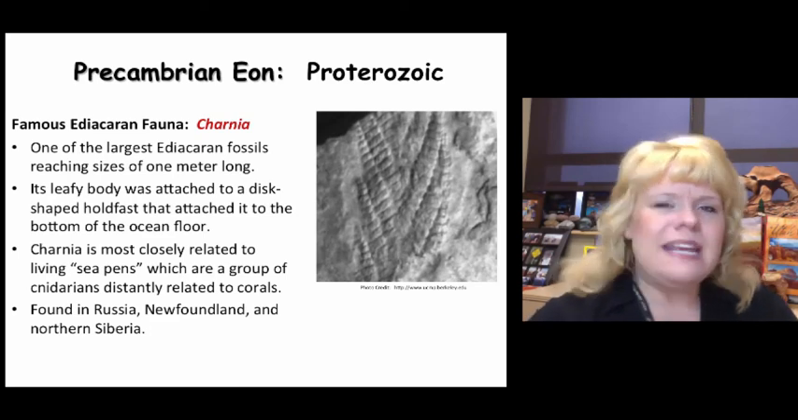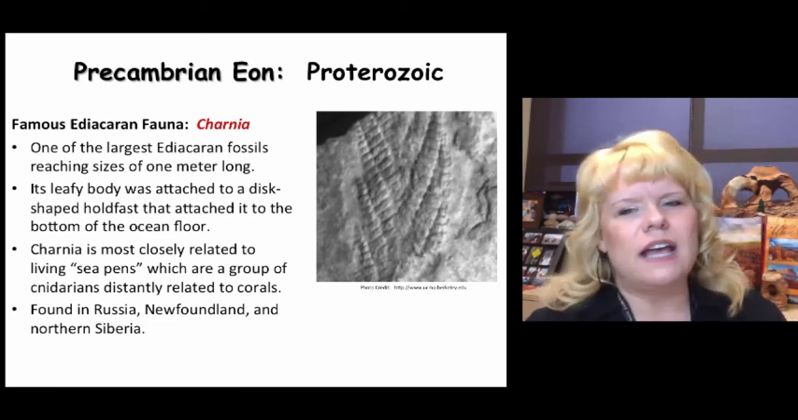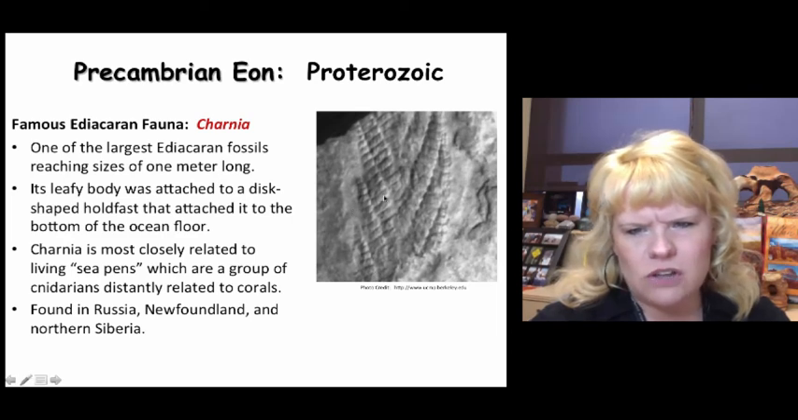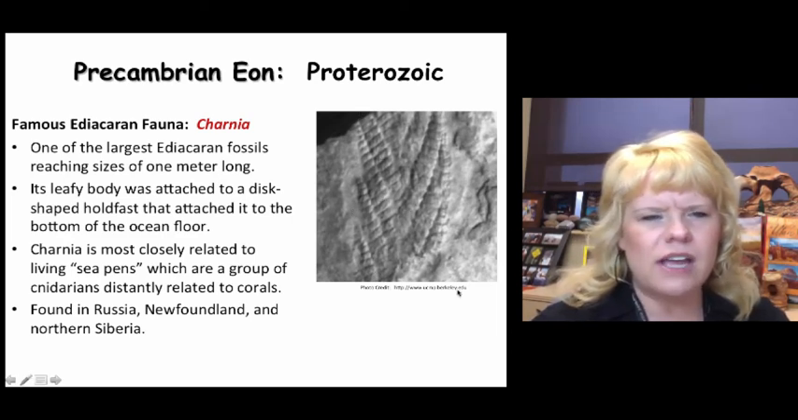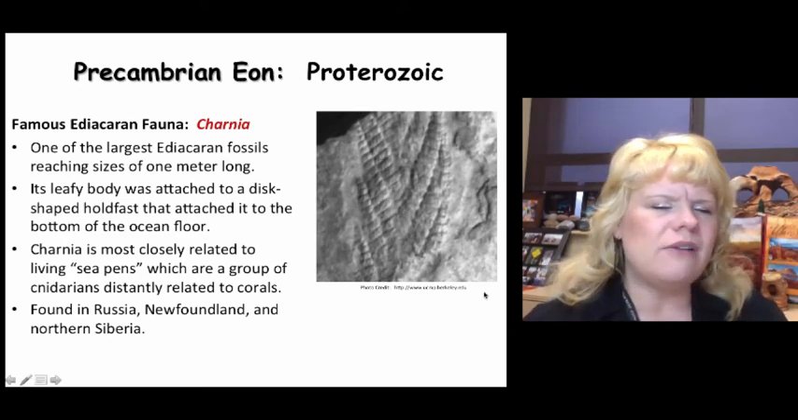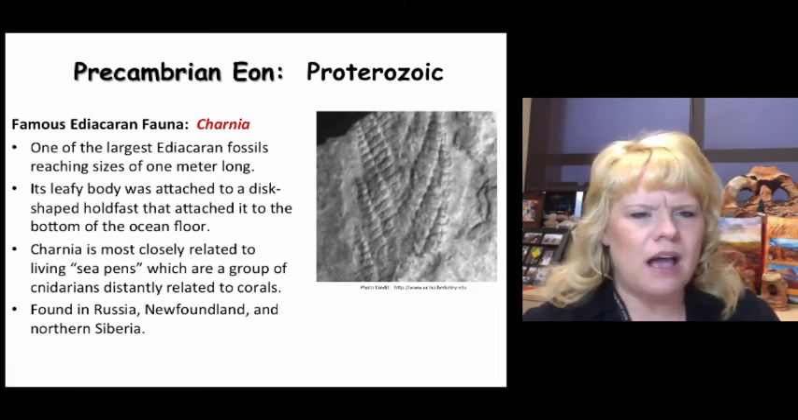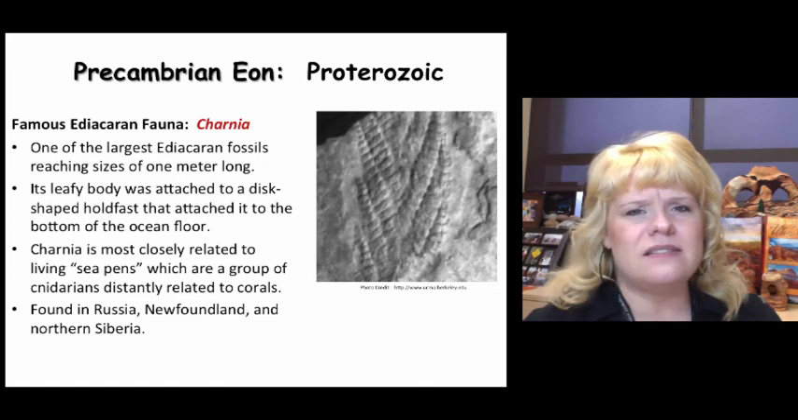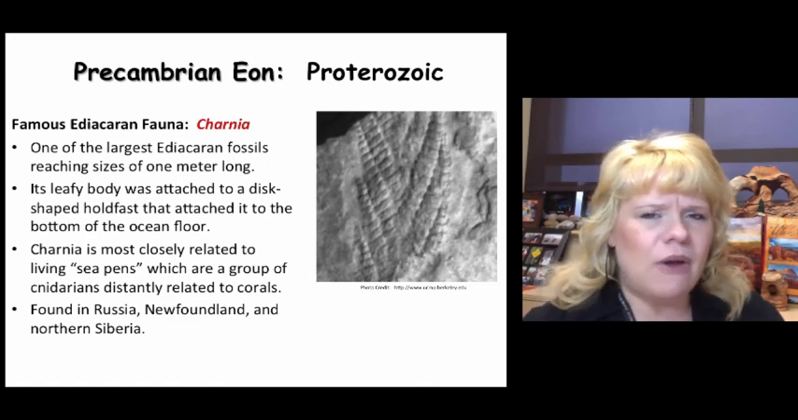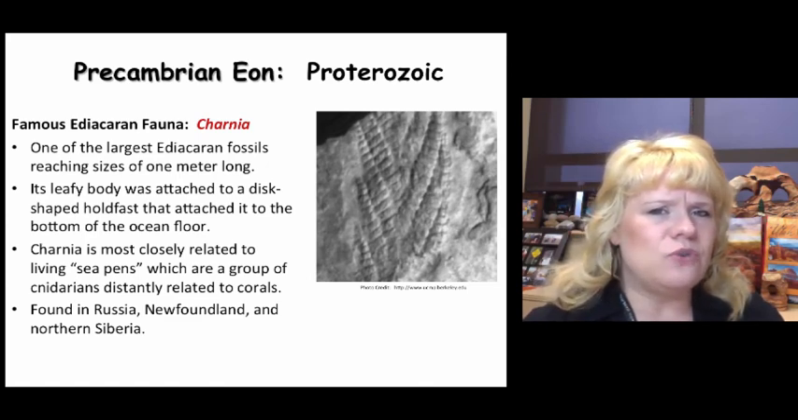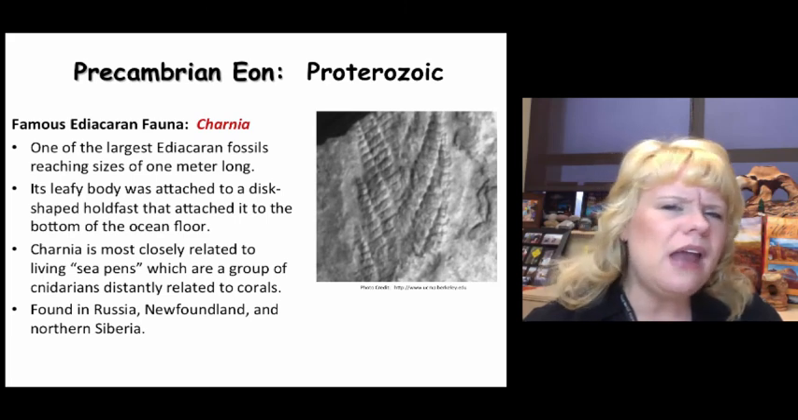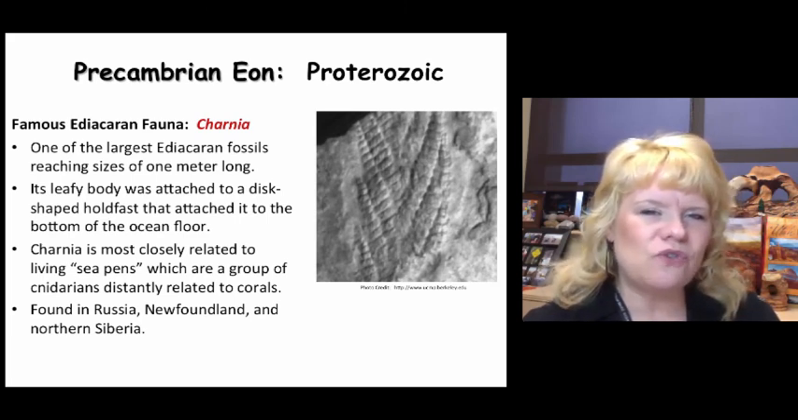Another famous Ediacaran fossil is Charnia. Here's what Charnia looks like. You can see it looks like a big giant leaf. Don't be deceived. That leafy body was attached to a disc-shaped holdfast, and a holdfast is a mechanism allowing an animal to anchor down to sediment. So it allowed it to attach to the bottom of the ocean floor.